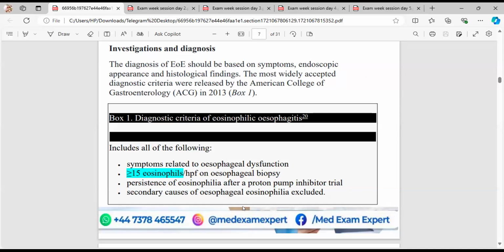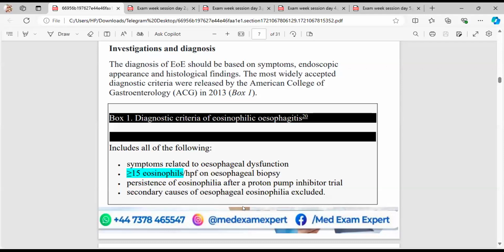The treatment, according to the steps, is to omit the food which caused the problem, and then if they're asking for medication, we will go with budesonide or fluticasone. Don't mark PPI in that question. If the patient is already diagnosed, don't confuse yourself with this question. Mostly I saw doctors say that because RCGP says the initial step is a PPI trial, therefore they will go with a PPI trial. No. Why are you going with that? If the patient is already diagnosed with eosinophilic esophagitis, then there will be no role of PPI.